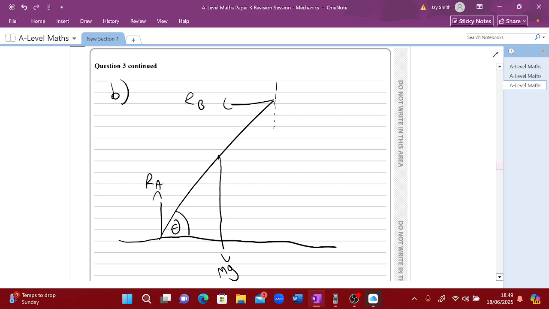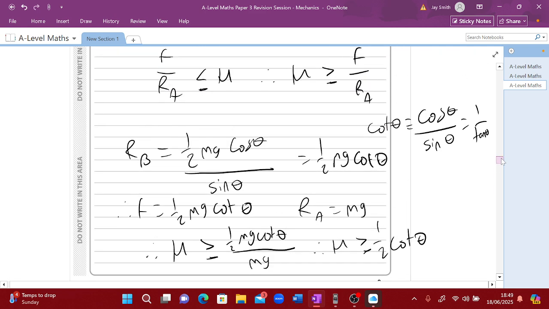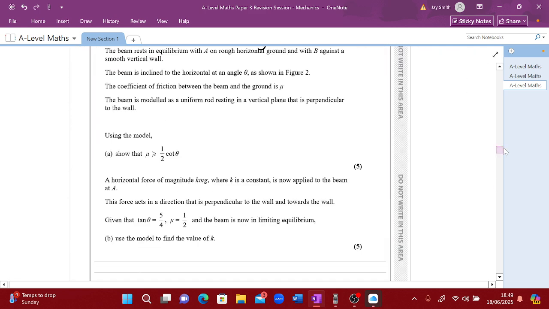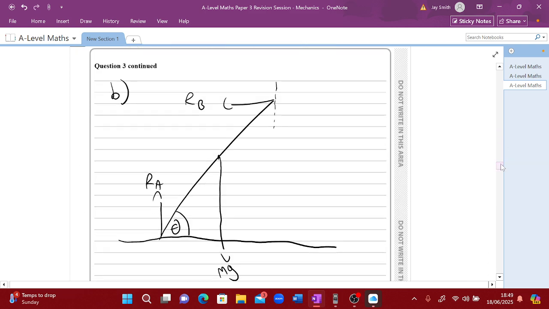Now it said that the horizontal force is applied to A, and it gave the direction. The direction is perpendicular, towards the wall. So if we apply an A, it's either going to be that way or this way, kind of like friction. But if it's towards the wall here, it's going to go this way, isn't it? No, it was kmg, wasn't it? So that force is acting that way.